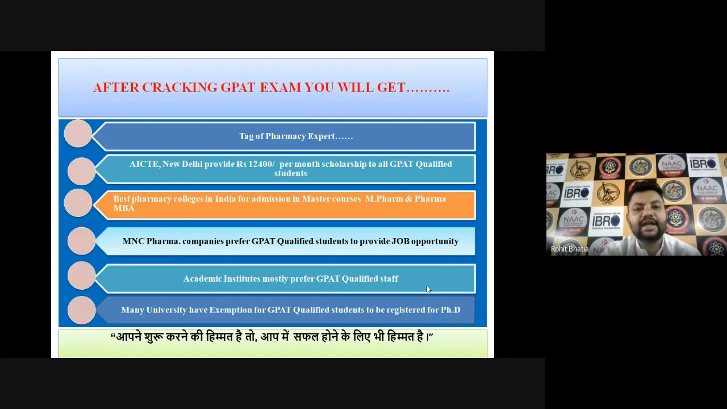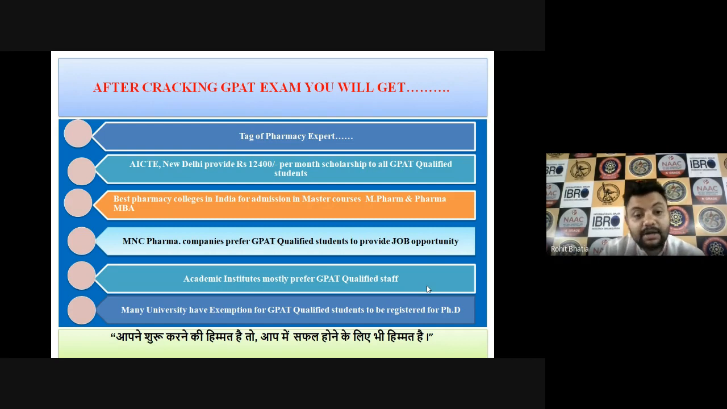So after cracking the GPAT examination, what benefits will you get? Firstly, you will get the tag of pharmacy expert. The vision of people will be different for you. They will see you as a pharmacy expert. Beyond this, AICTE New Delhi will provide a scholarship of 12,400 per month to all GPAT qualified students, and in future this amount may be increased.